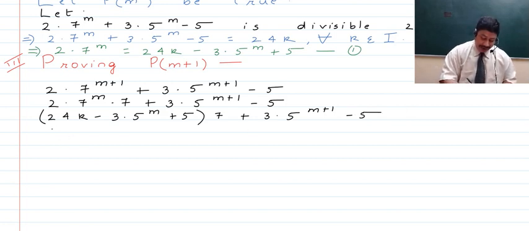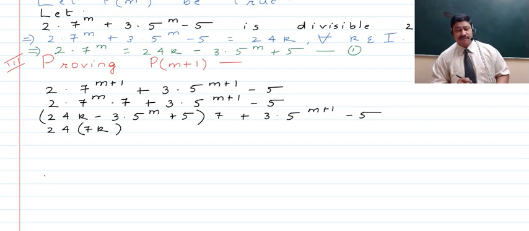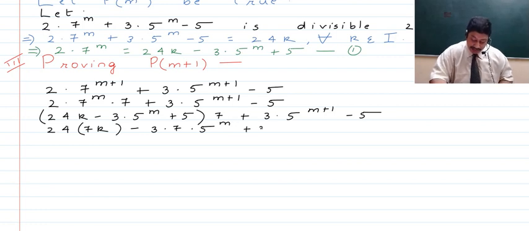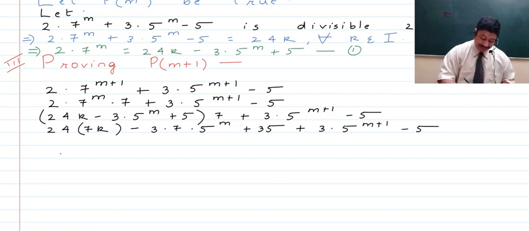Now guys, here on multiplication we find that we can write this to be 24 times 7k, because we've got to show that this is a multiple of 24, so obviously each of the terms should be divisible by 24. Next we write this to be minus 3 into 7 times 5 raised to the power m plus 35, and plus we have 3 times 5 raised to the power m plus 1, from which 5 is subtracted. Now guys, here we have some like terms, so we're going to solve out the like terms, that is the terms which are with 5 raised to the power m.